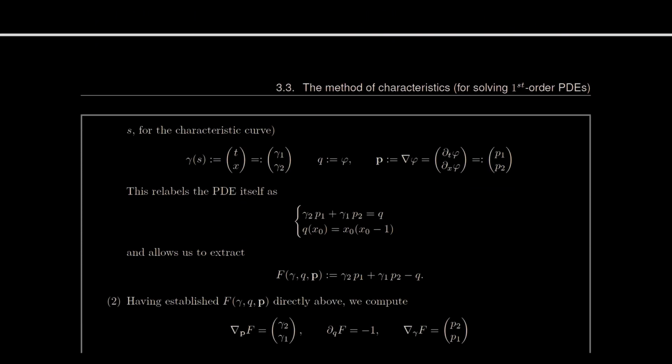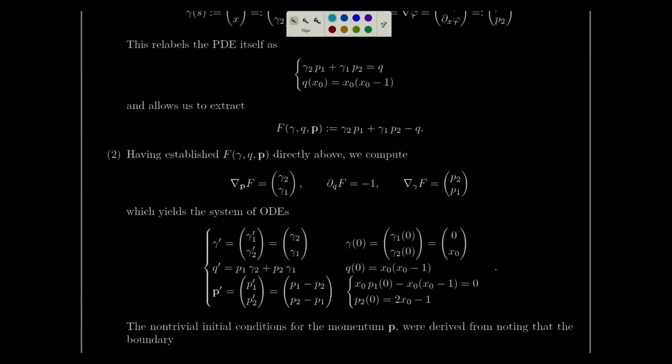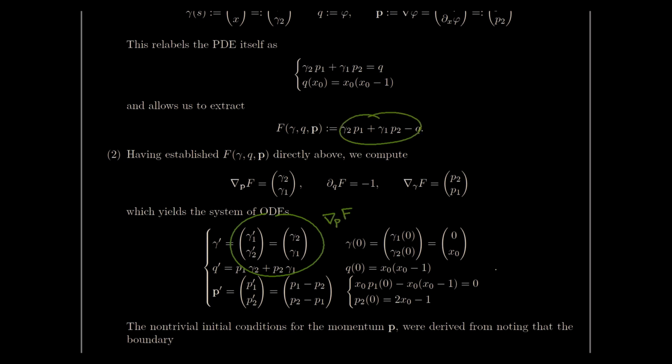So let's jump down. There's the function f I just found, and I'm going to set up my system. Recall my system is here. This should be the gradient in the p variables of f. What's the gradient in the p variables of that? Well, the partial in p1 is going to be gamma 2, partial in p2 is going to be gamma 1, and the q is not going to show up at all. So that's why that's gamma 2, gamma 1. Q, you'll recall, will always be p as a vector dot product the gradient in p of f.